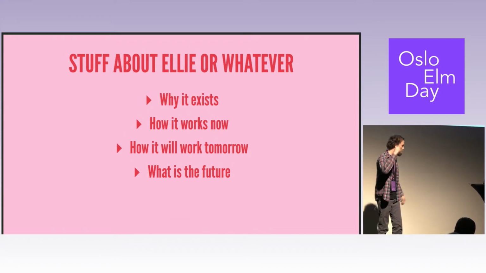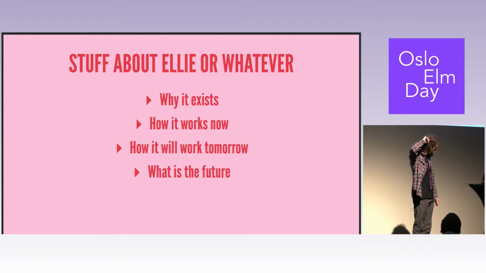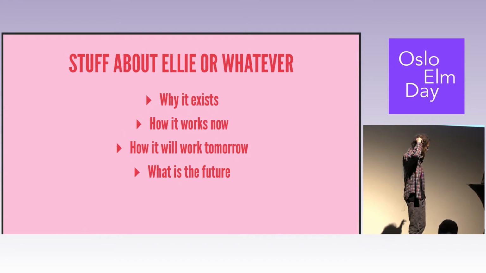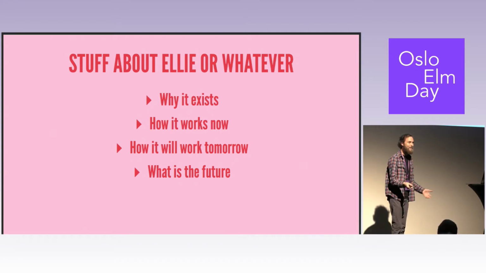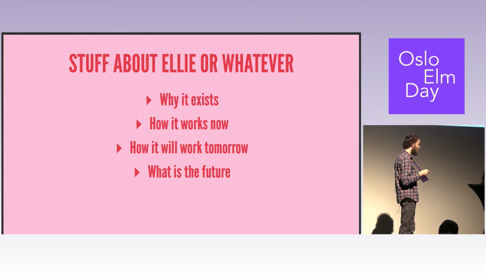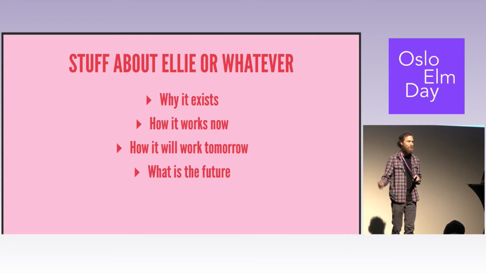And so here's what we're going to do. We're going to talk about some stuff about Ellie. So the first thing I want to go over is why it exists. It's like why even make something like Ellie in the first place. We'll talk about how it works. So if you go to ellieapp.com right now, how that works. We're going to talk about how it will work tomorrow, which is kind of almost literal. I'm not going to deploy anything tomorrow because it's Sunday and I'm on vacation, but kind of like when I get home, like really soon. And then like what is the future? What are the next things on the roadmap and why?